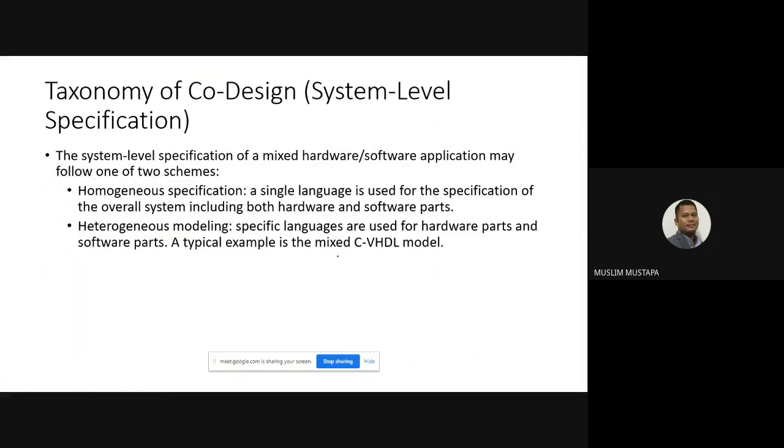Okay, taxonomy of co-design, system level spec, right? The system level spec of a mixed hardware software solution application may follow one of two schemes. The first one is homogeneous spec: a single language is used for the spec of the overall system, including both hardware and software parts. The second one is heterogeneous modeling: specific languages are used for the hardware part and the software part. A typical example is mixing C and also VHDL.